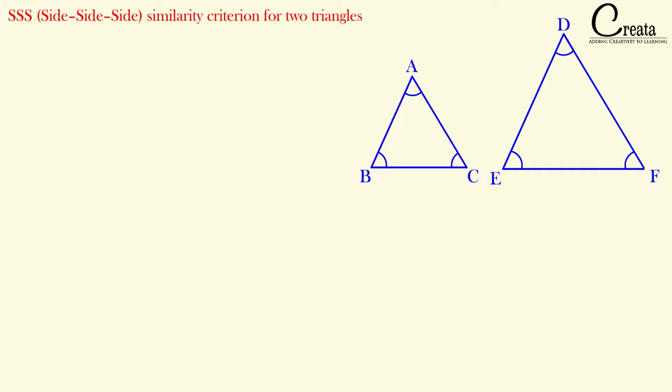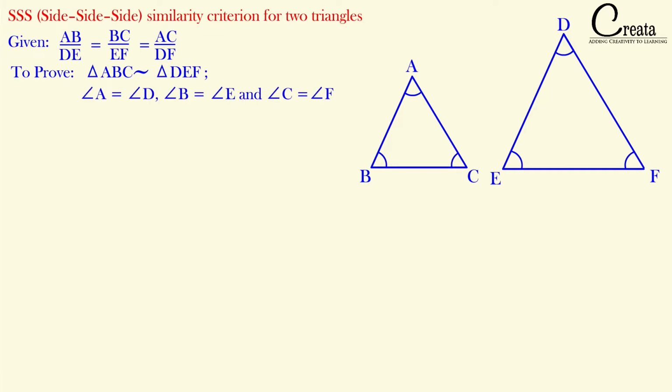Okay, let's proceed. We have the two triangles ABC and DEF. Further, it is given that the ratios of the corresponding sides are equal to each other. That is, AB upon DE is equal to BC upon EF is equal to CA upon FD. This is given in this theorem. And we have to prove both the triangles are similar to each other and also the corresponding angles are equal to each other. That is, we have to prove angle A is equal to angle D, angle B is equal to angle E, and angle C is equal to angle F. So this we have to prove as equal. Let's proceed with the proof.